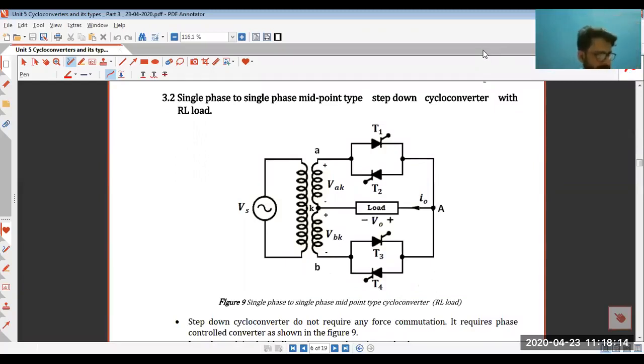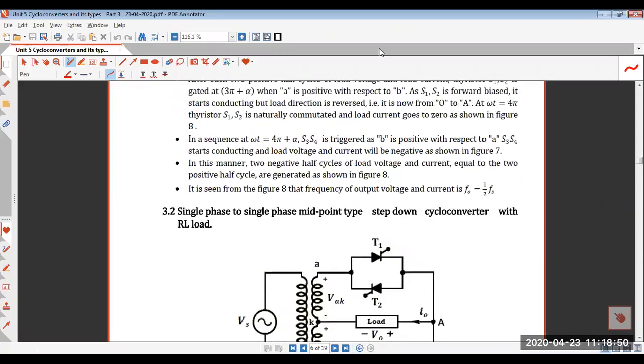So, we will be discussing single phase cycloconverters, step-down cycloconverter with RL load today. As of now, we have already covered the single phase step-up cycloconverters and single phase step-down cycloconverter with R load. Today we will discuss the single phase step-down cycloconverter with RL load, means the inductive load, right?